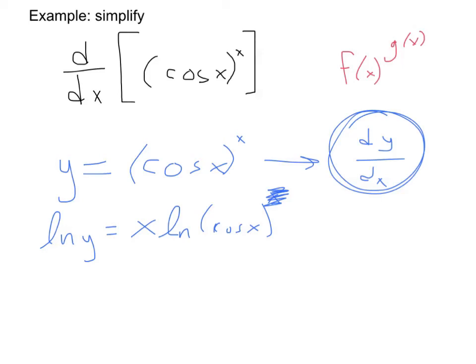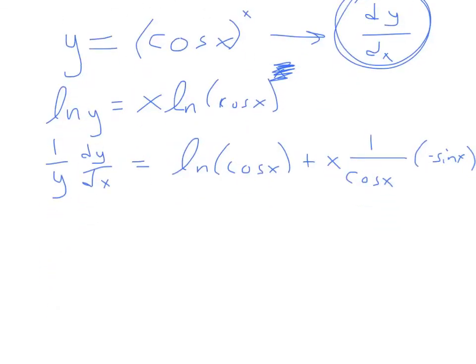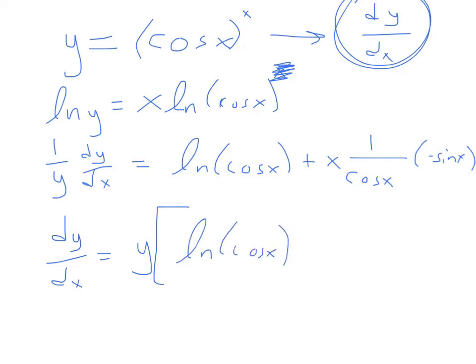So if you haven't already done this on your own, pause the video, take this derivative and then check your answer. This derivative will be 1 over y dy dx equals, derivative of x is 1, so 1 times the natural log of cosine x plus x times the derivative of natural log cosine. That's going to be 1 over cosine x times the derivative of what was inside, so negative sine x. So at this point, I get dy dx equals y times natural log cosine x minus x tangent x.